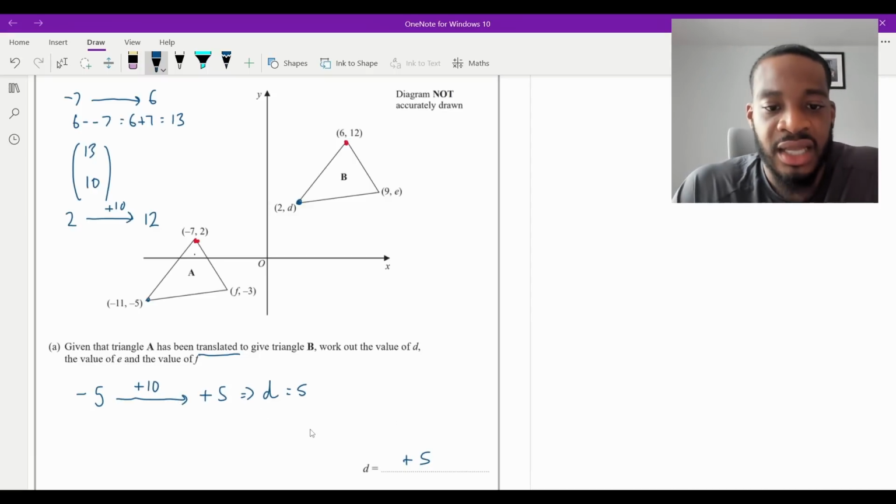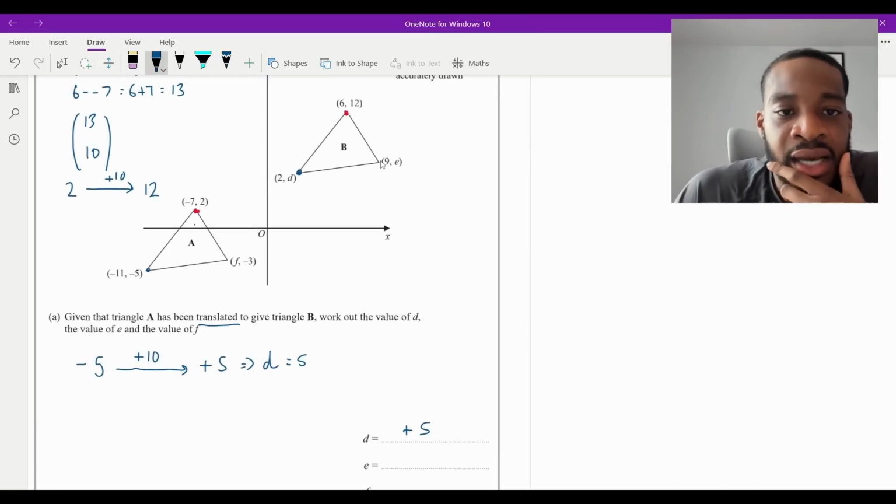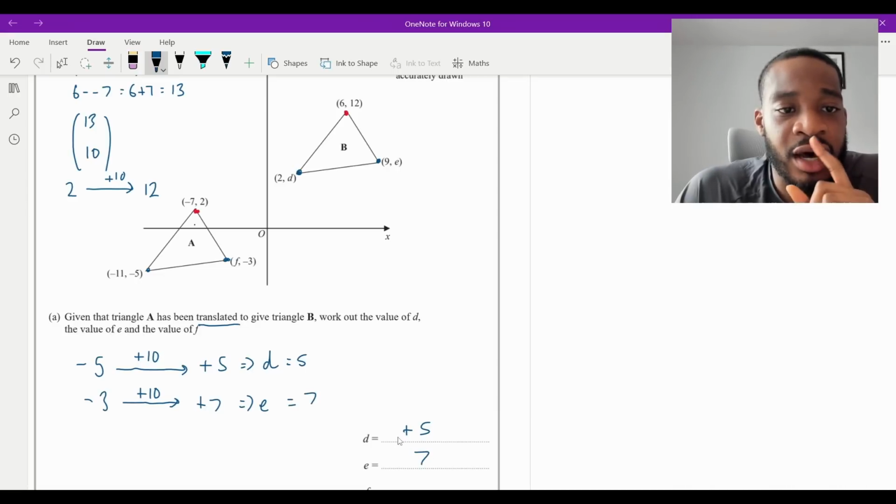And then let's go to E, that's the next letter. So E is the y-coordinate of this point here, and that corresponds to this point. Again, the original y-coordinate for this point is -3. We're going up, we know that we go up by 10. So -3 plus 10 is going to be what? That's going to be +7. So therefore, the y-coordinate E is going to be 7. So I'll put that there, and I'll put that there. And then we've done that.